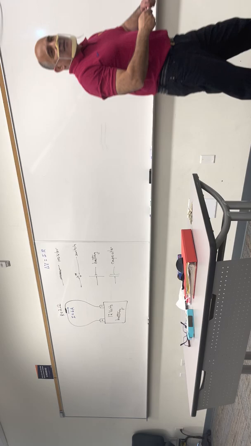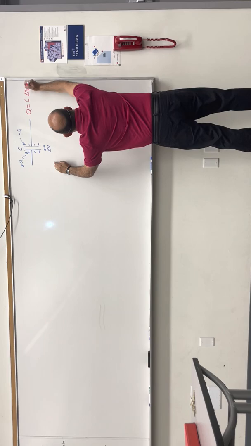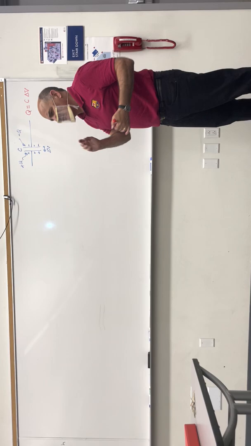What's the master equation here? Anyone remember? Q equals? C delta V, right? So I like to think of C as the constant of proportionality. That has to do with the area of the plates, how big they are, the separation between the plates, right?